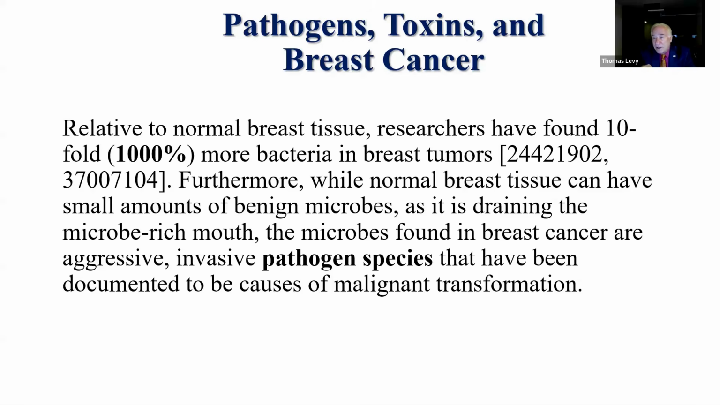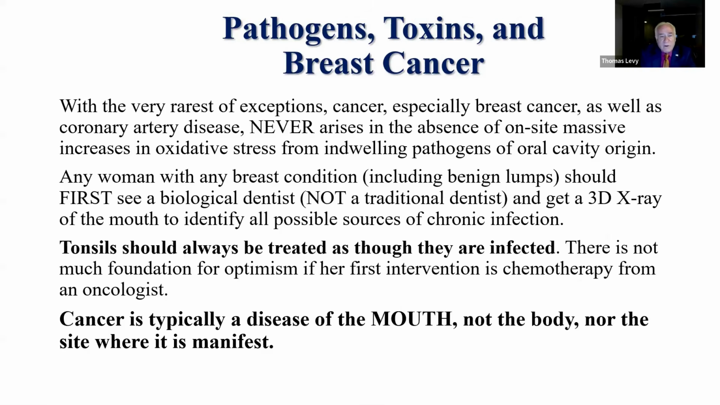And many of them are pathogenic. Pathogenic means something that causes a lot of oxidative stress. A regular microorganism can be beneficial if it doesn't have a pathological metabolism producing a lot of toxins. But the microbes found in breast cancer are aggressive, invasive pathogen species that have been documented to be the causes of malignant transformation. So with the very rarest of exceptions, cancer, especially breast cancer and coronary artery disease, never arise in the absence of on-site massive increases of oxidative stress from indwelling pathogens of oral cavity origin.